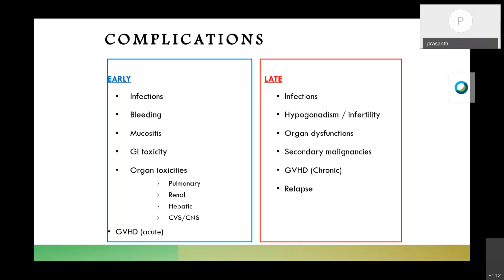So all these problems, in addition, to prevent GVHD, we generally, on top of their already suppressed immunity, also give some immunosuppression to prevent graft versus host disease.